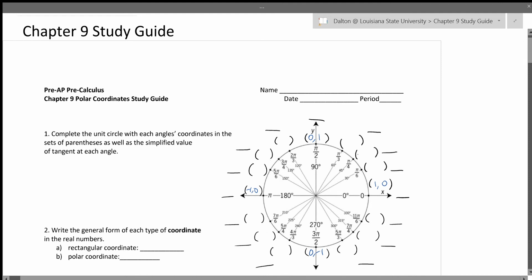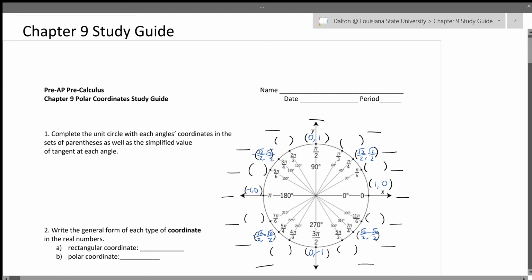And then I like to do all my 45-degree angles because I know those are square root of 2 over 2. In the second quadrant, I know x is negative square root of 2 over 2. In the third quadrant, they're both negative. And then in the fourth quadrant, the x is positive, and then the y is negative.